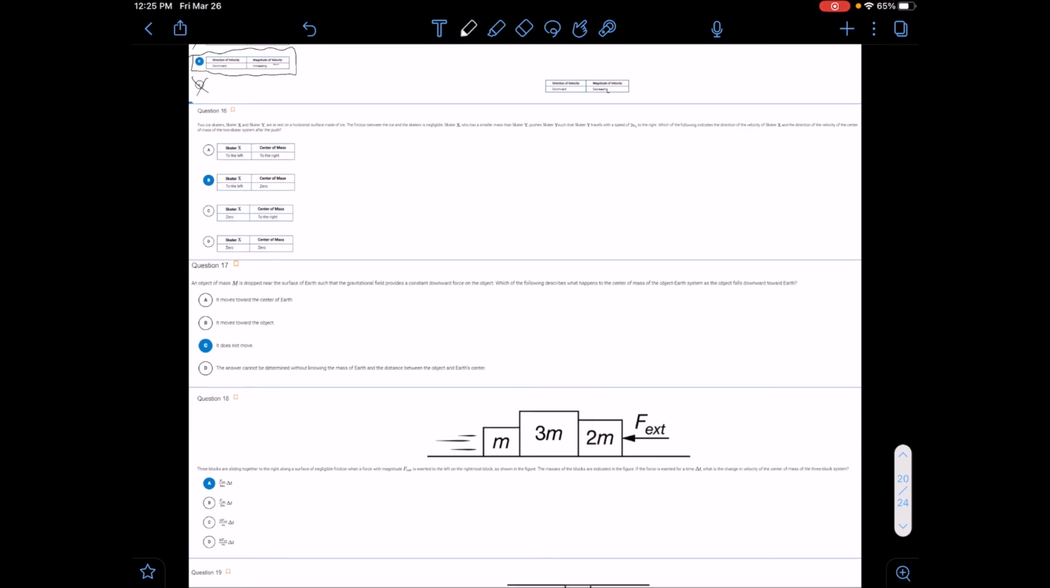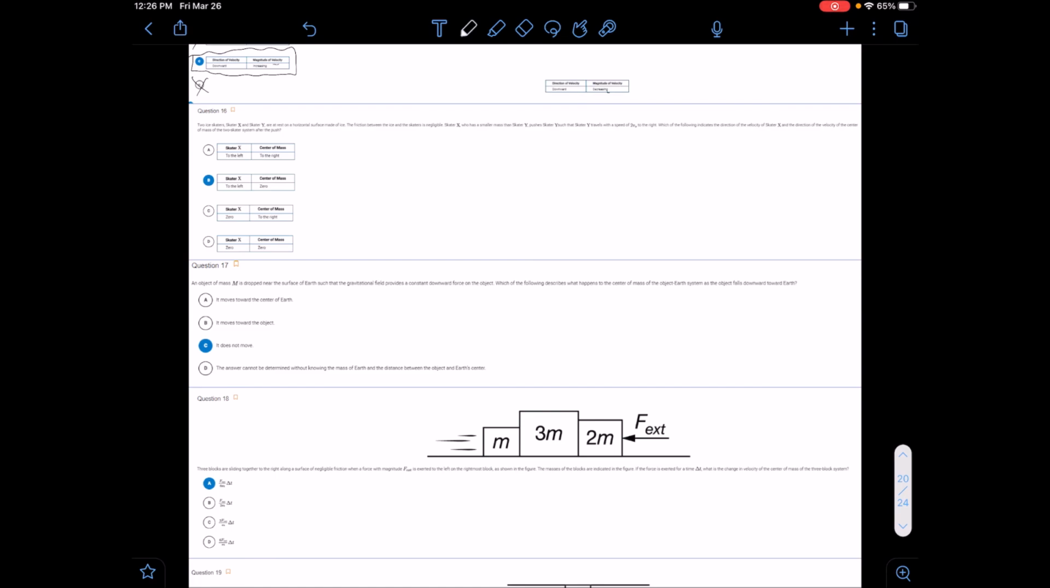Alright. Two ice skaters, skater X and skater Y, are at rest on a horizontal surface made of ice. The friction between the ice and the skaters is negligible. Skater X, who has a smaller mass than skater Y, pushes skater Y such that skater Y travels at a speed of 2v to the right. Which of the following indicates the direction of the velocity of skater X and the direction of the velocity from the center of mass of the two-skater system after the push?